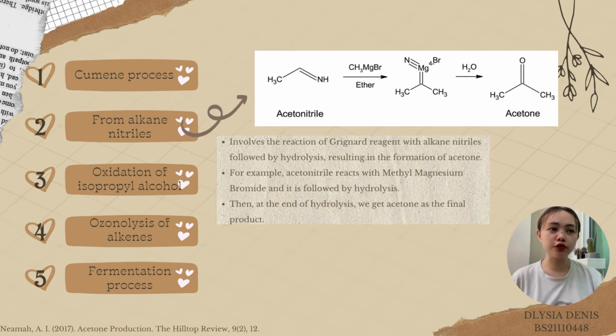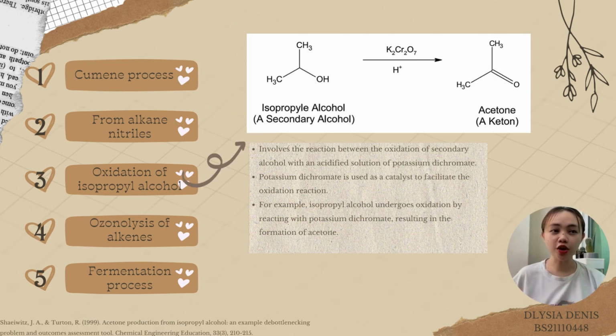Production of acetone from alkene nitrile involves the reaction of acetonitrile with methyl magnesium bromide, followed by hydrolysis. Then at the end of the hydrolysis, we get acetone as the final product. Oxidation of isopropyl alcohol involves isopropyl alcohol undergoing oxidation by reacting with potassium dichromate, resulting in the formation of acetone.